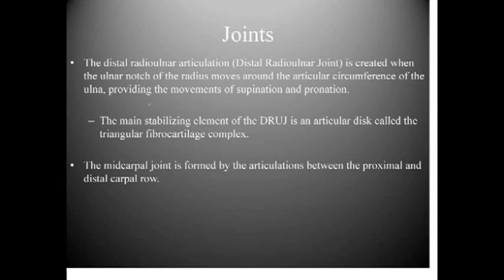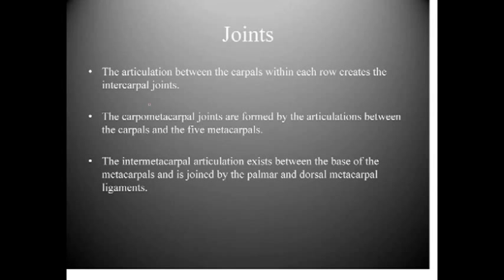The midcarpal joint is formed by the articulation between the proximal and distal carpal rows. The articulation between the carpals within each row creates the intercarpal joints. The carpometacarpal joints are formed by the articulation between the carpals and 5 metacarpals. The intermetacarpal articulation exists between the bases of the metacarpals and is joined by the palmar and dorsal metacarpal ligaments.